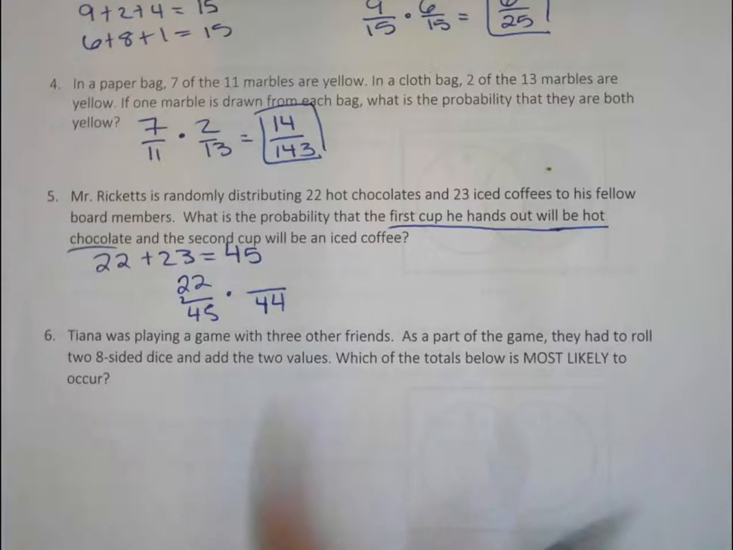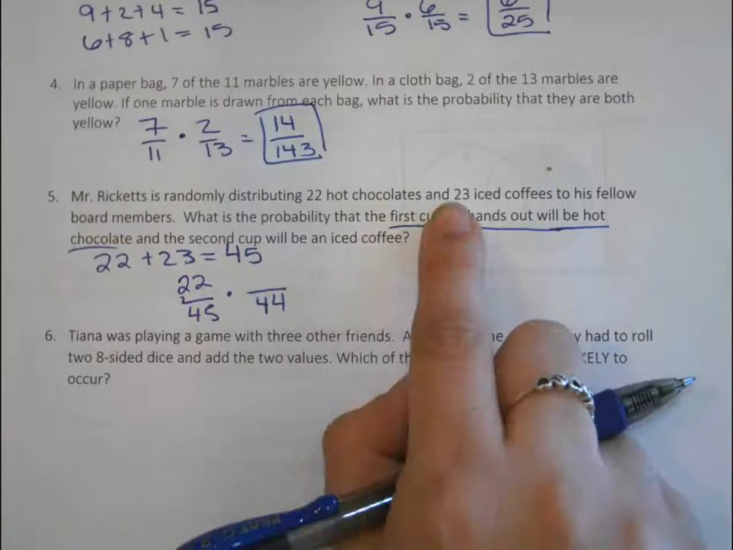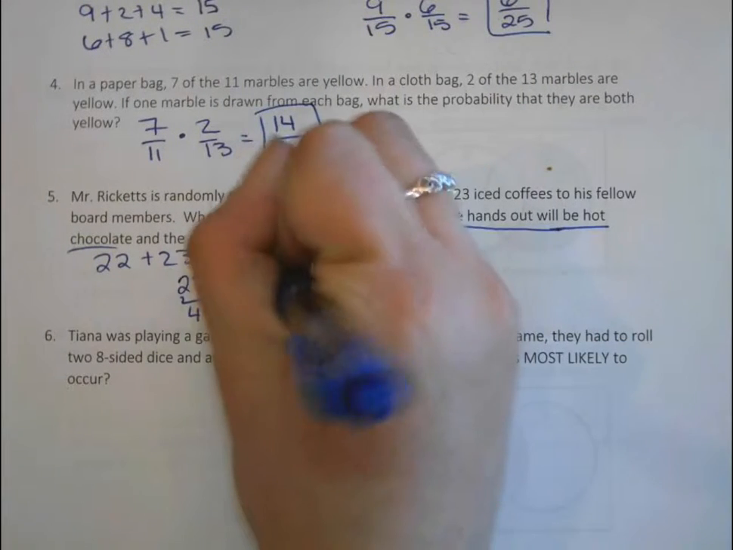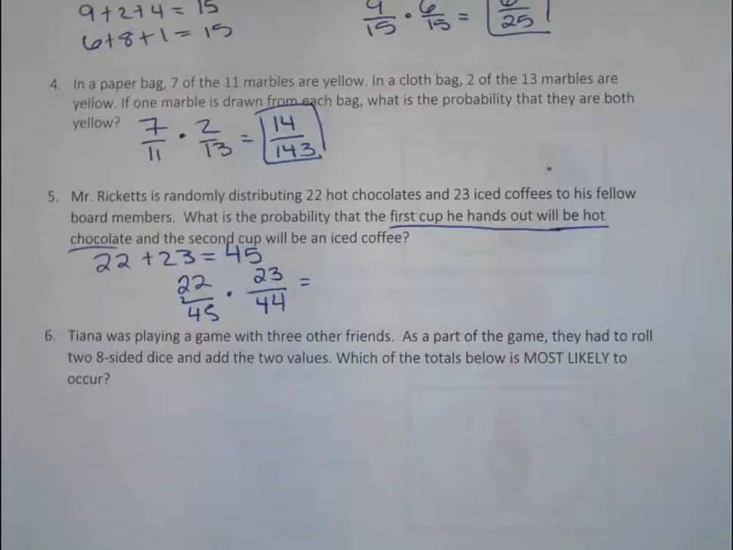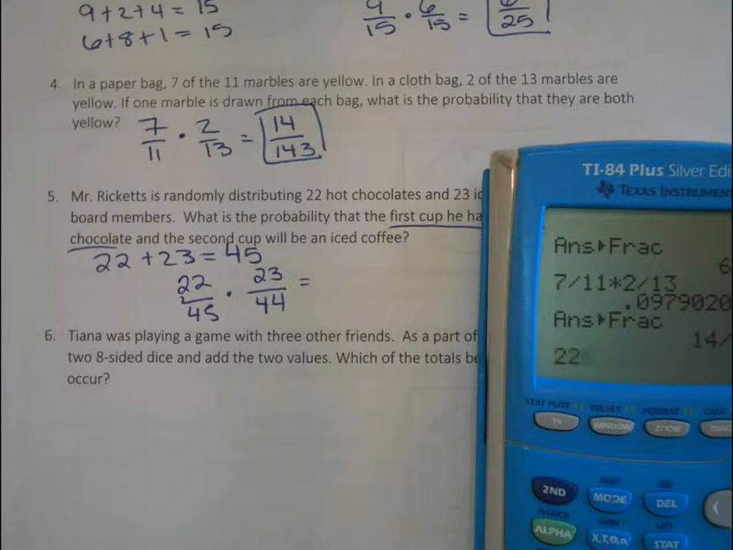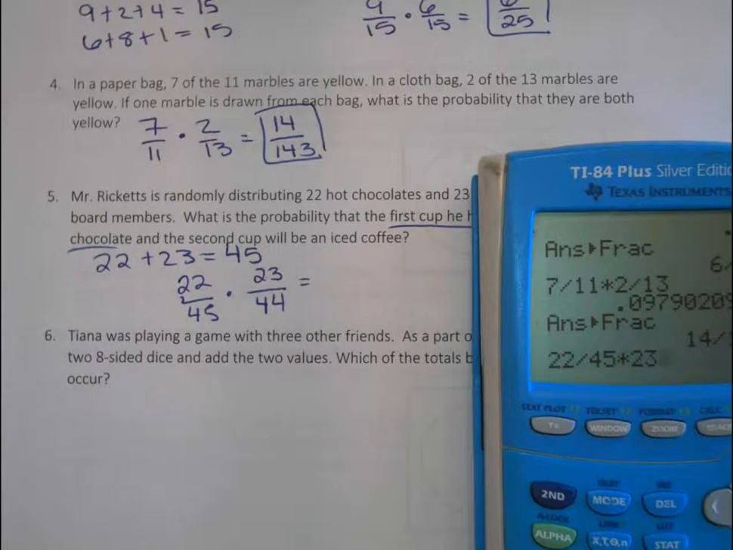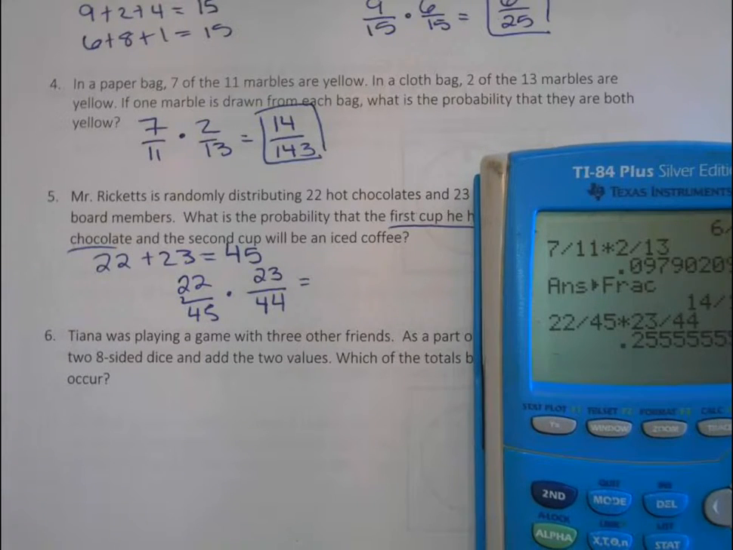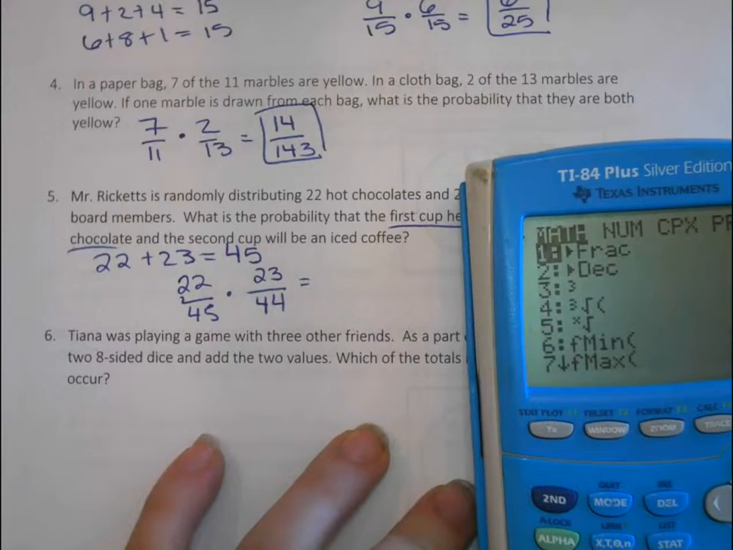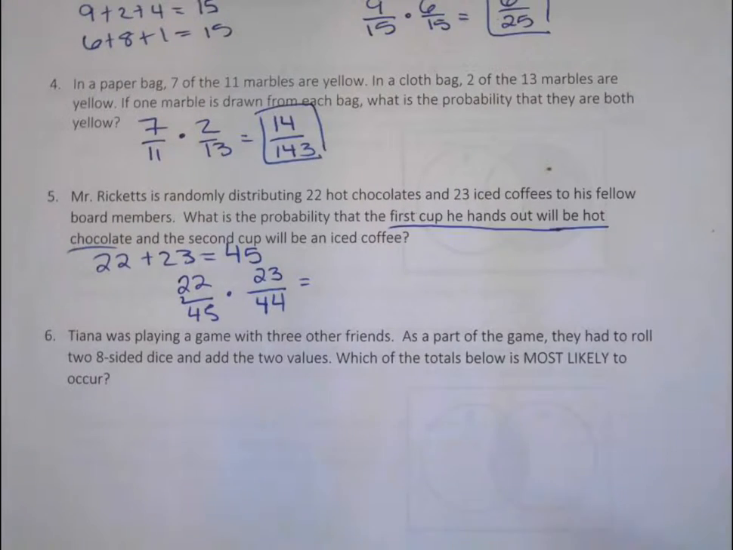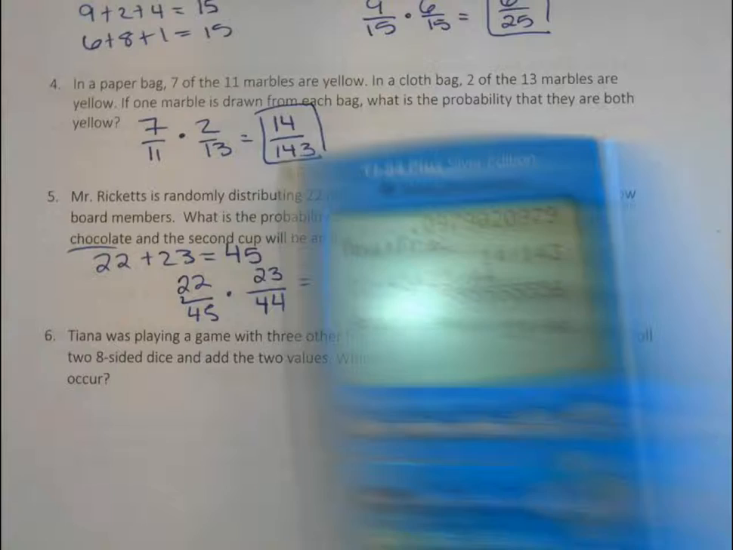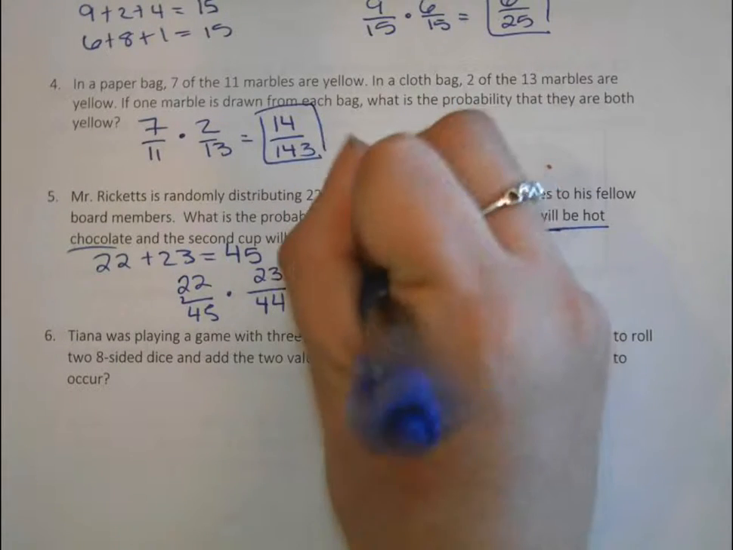And this time, the second drink is iced coffee. He hasn't handed out any iced coffee, so I just have 23 on top. Okay, just like before, once I get my fractions, I just multiply. So I have 22 divided by 45 times 23 divided by 44. That gives me a decimal. I go math, fraction. 23 over 90 is my final answer.